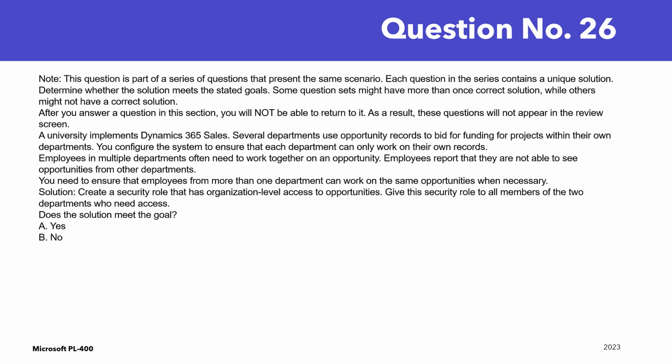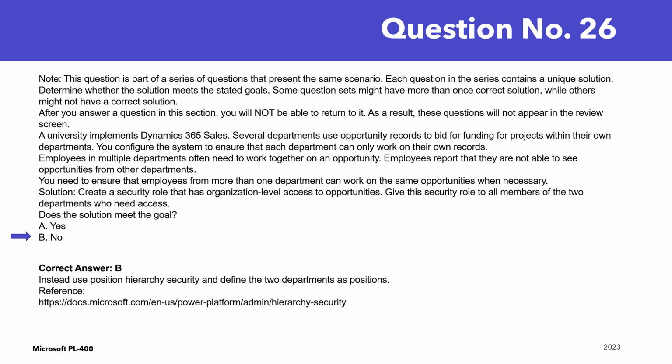Solution: create a security role that has organization-level access to opportunities. Give this security role to all members of the two departments who need access. Does the solution meet the goal? A. Yes. B. No. Correct answer, B.